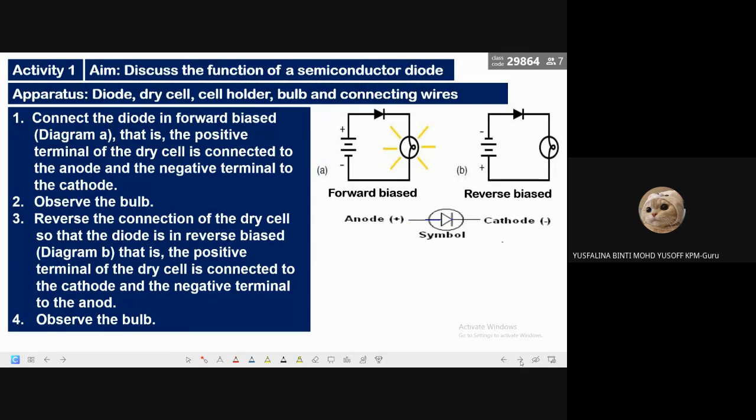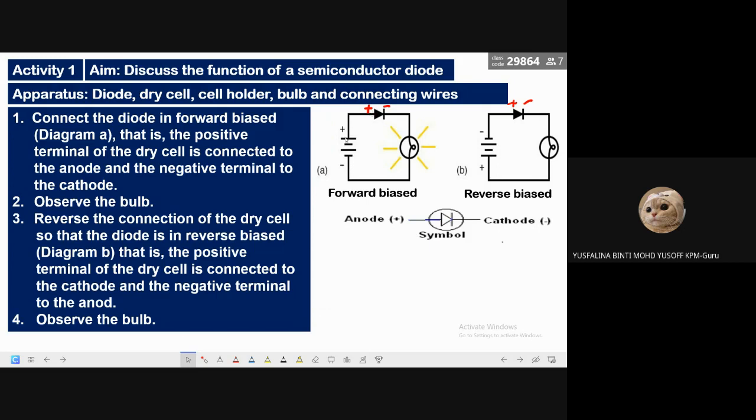Now we learn about the function of the semiconductor diode: forward bias and reverse bias. So the first thing, like I said, when you get the diagram of a diode, please label the charge: negative, positive, negative, positive. And then you have to know that if we connect it in forward bias, the current flows and the bulb will light up, right? The positive must be connected to the positive.